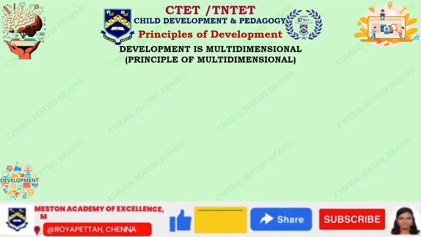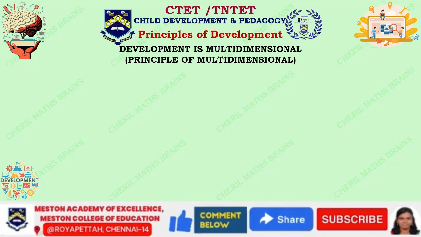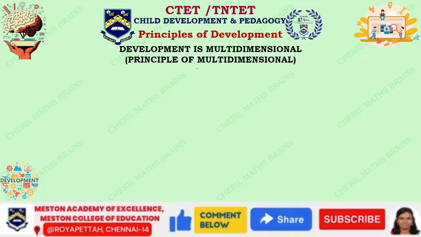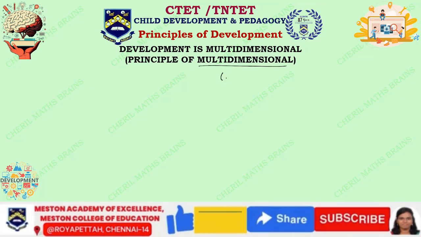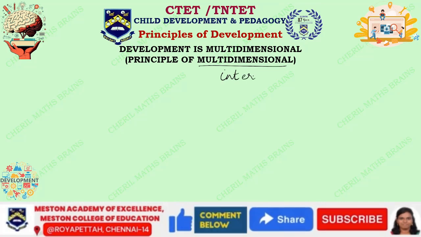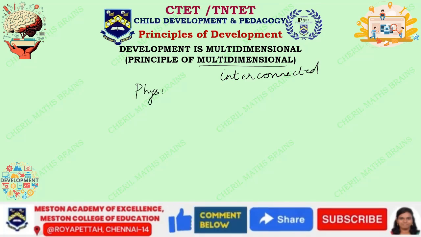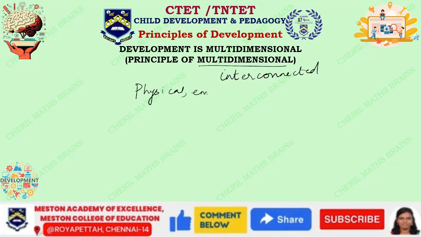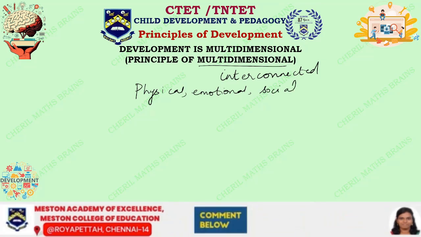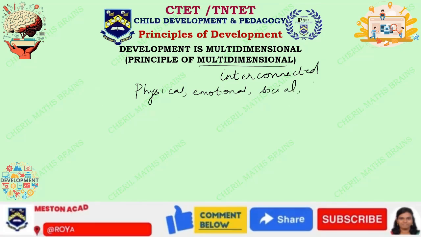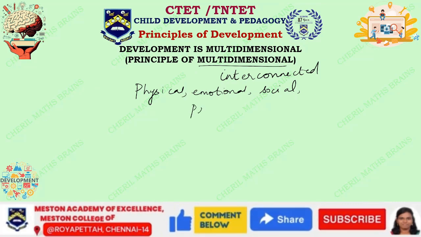Next one is development is multidimensional. When you talk about development, the changes are going to be multidimensional, but at the same time, all the dimensions will be interconnected. What are the dimensions of development? It is going to be physical, emotional, social, psychological. All these undergo rapid changes when the child reaches adolescence. So these are multidimensional.